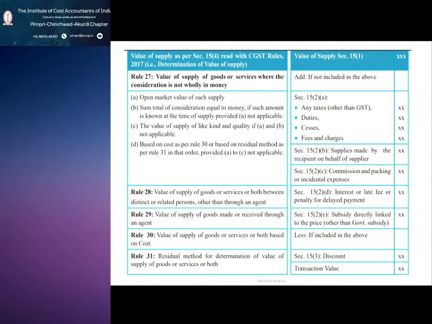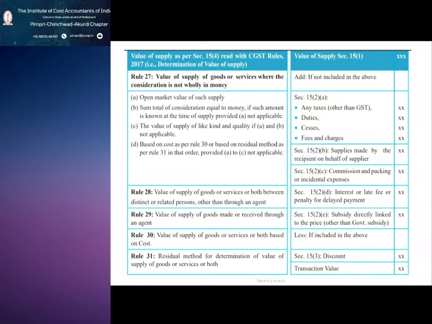So good morning all. We will start today's IDT session. Today is just a summary of what we have seen in our last class on valuation. It is valuation on GST, not customs-related valuation. So now we'll continue on the points which were left in the last class.